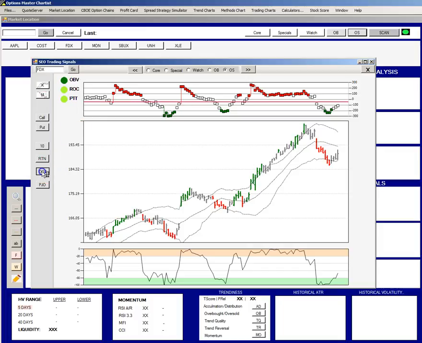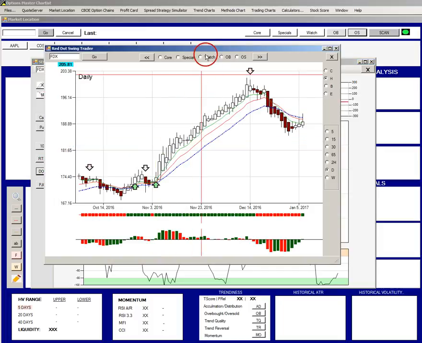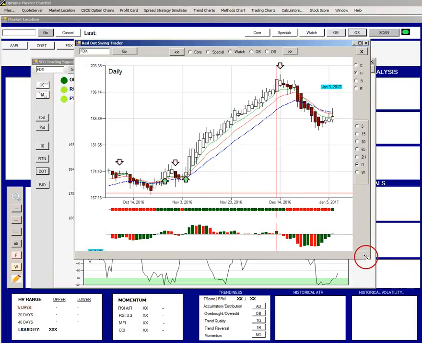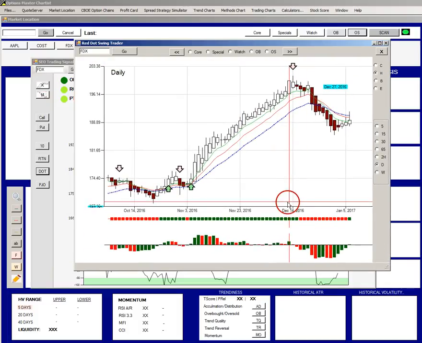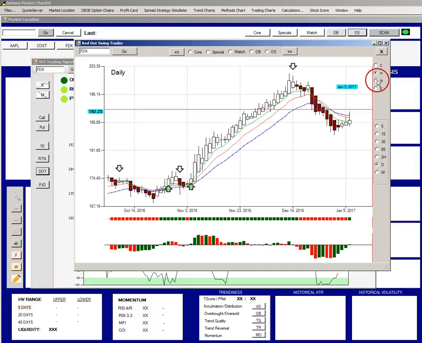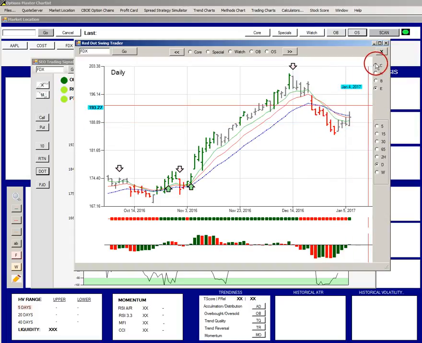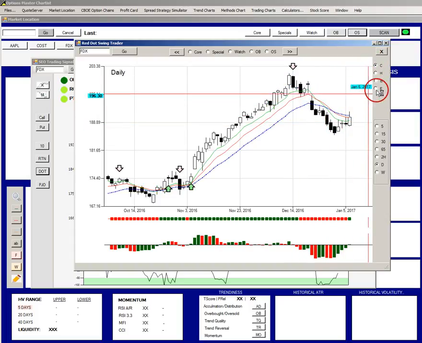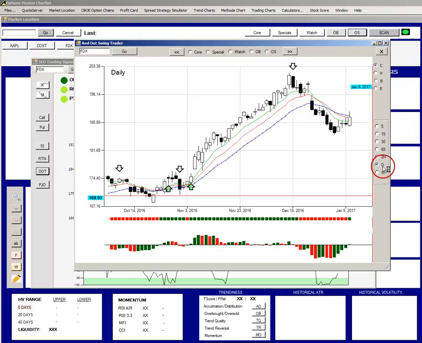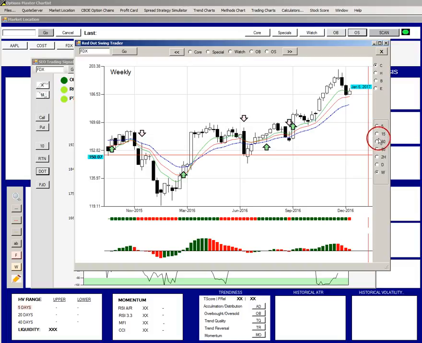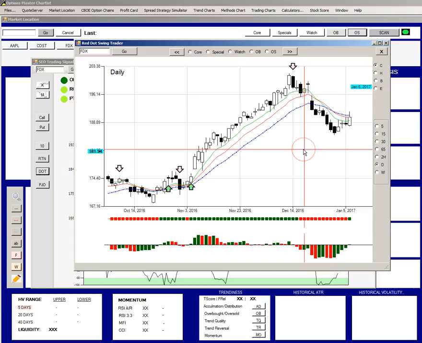Another choice is the red dot chart, and that's indicated with the dot panel. And this is a versatile chart. What this shows is the price bars in Heikin-Ashi, but you can also look at them in bars. You can look at the Elder Impulse System, or you can look at plain candlesticks, and you can look at any time period from weekly down to 5 minutes. It defaults to the daily, which is the time frame we're interested in.